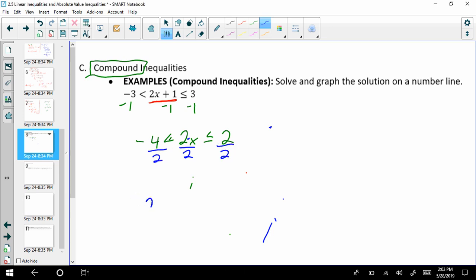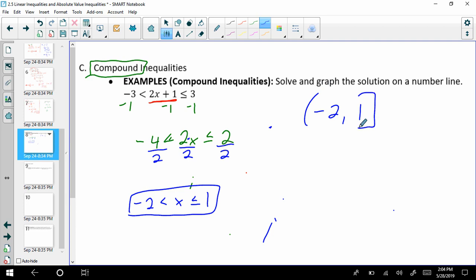So I get negative 2 is less than x is less than or equal to 1. There is the answer. So this means x has to stay in between negative 2 and 1. If I wrote this in interval notation, I'm going to stay in between negative 2 and 1. Negative 2 would have a parenthesis, and 1 would have a bracket, meaning 1 is included, negative 2 is not.